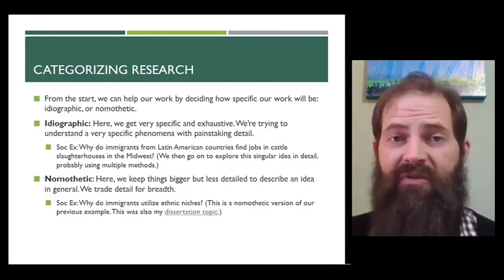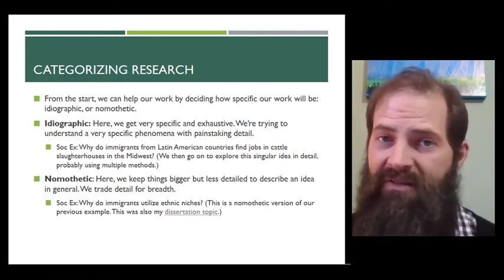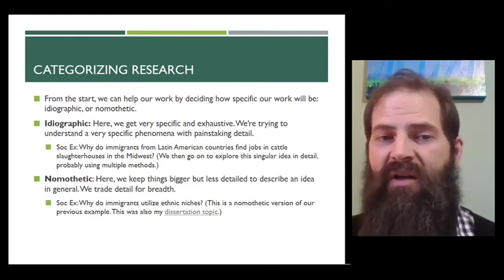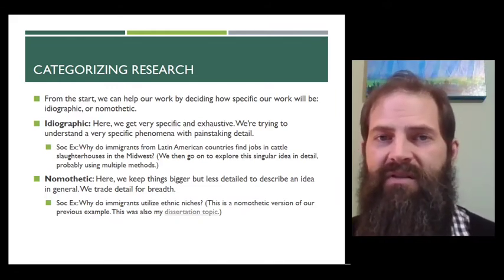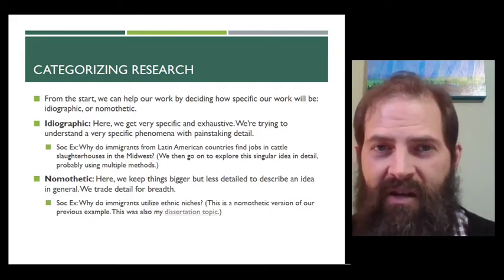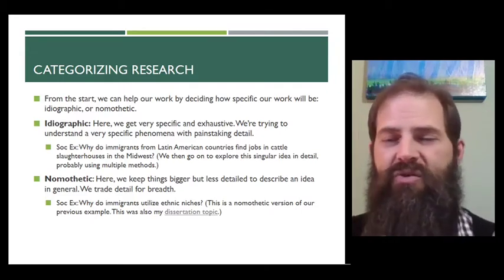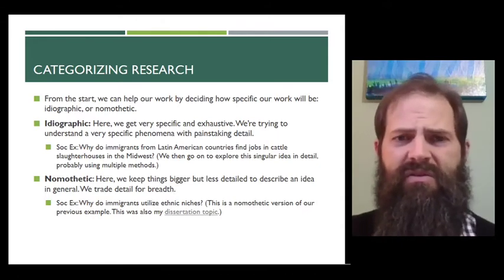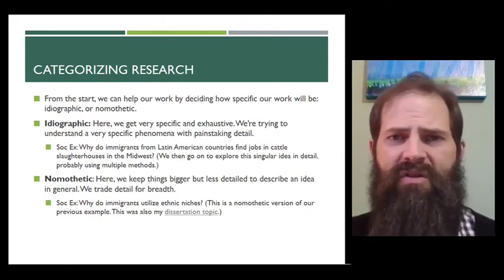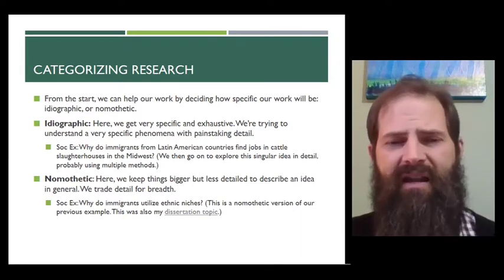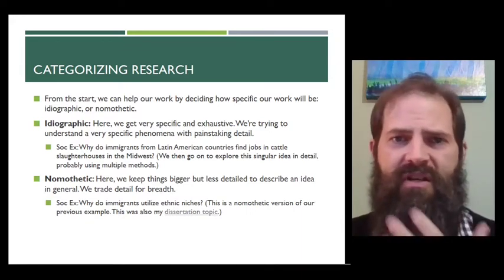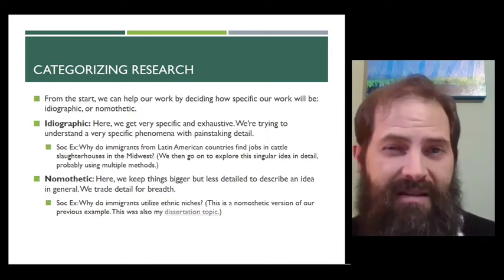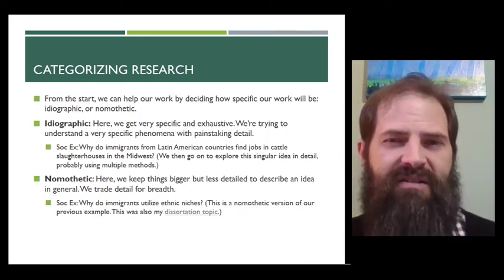A good example of this, and it could be a book topic, just to be very clear, is why do immigrants from Latin American countries find jobs in cattle slaughterhouses in the Midwest? This is a very specific kind of relationship that we're looking at, and you could look at this idea from multiple methods. You could use surveys, you could use ethnographic research, you could use observations, you could use thematic analyses, you could do all sorts of different things to try and understand why this relationship is here. But it's very detailed, do you see? Let's look at a less detailed version of that.